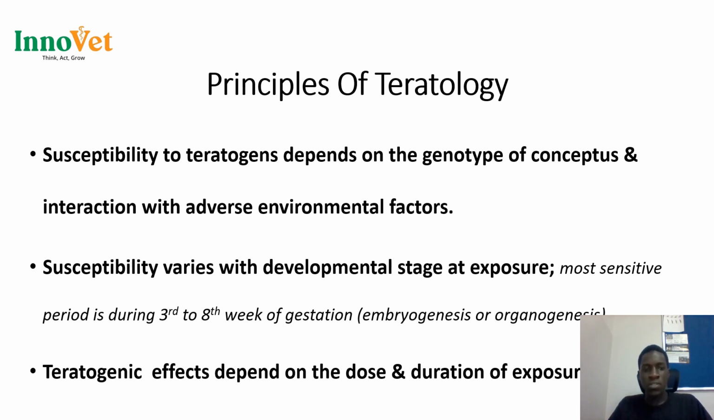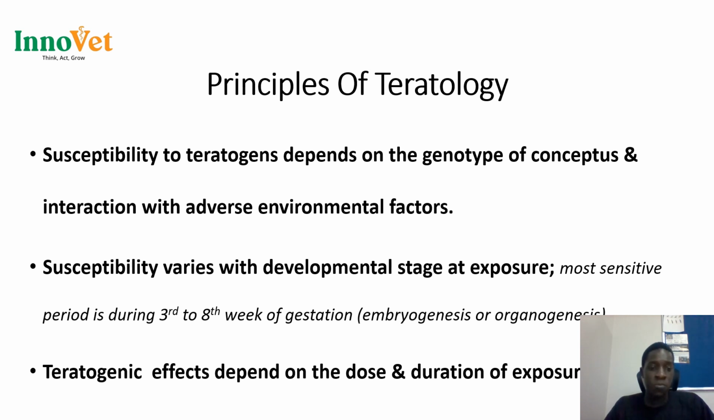The second principle is that susceptibility will vary depending on the developmental stage at the exposure to the teratogens, whereby the most sensitive stage is the stage of embryogenesis or organogenesis. So this is the stage whereby the embryo is beginning to develop the important organs, the important tissues within the body. And this period is between the 3rd and 8th week of gestation. So during that period, teratogens can easily affect the development, leading to anomalies.